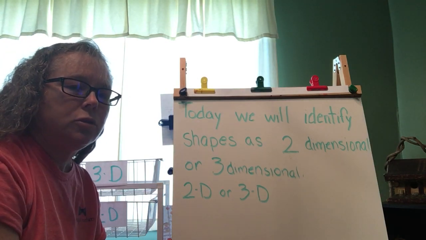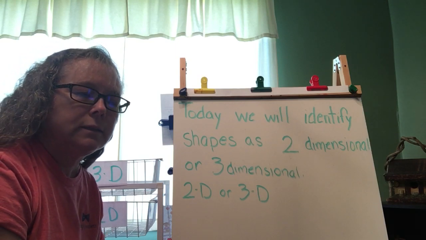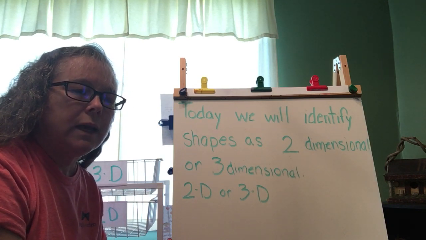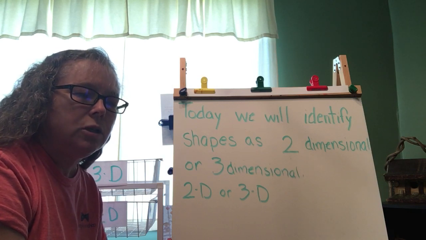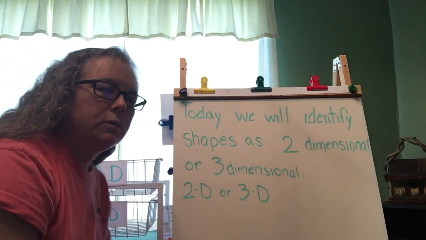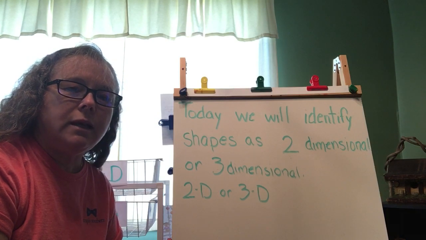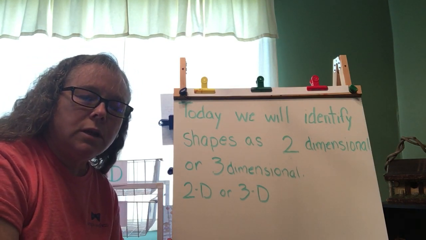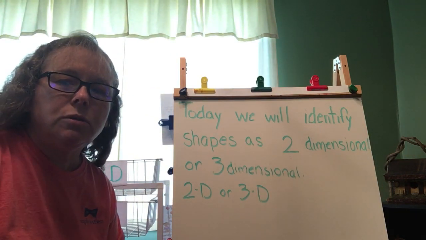Well, you need to be able to sort things into two-dimensional, things that are flat, or three-dimensional, things that are solid. So take a second and think about some things that you know are solid, three-dimensional, or flat, two-dimensional. Miss Thompson went around her house and gathered up some things that are two-dimensional and some things that are three-dimensional.